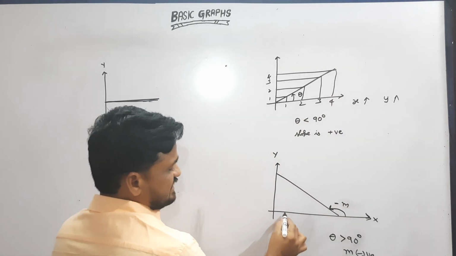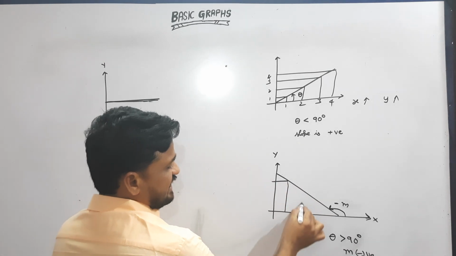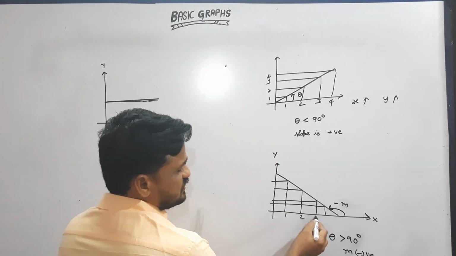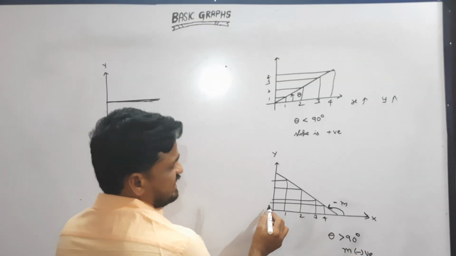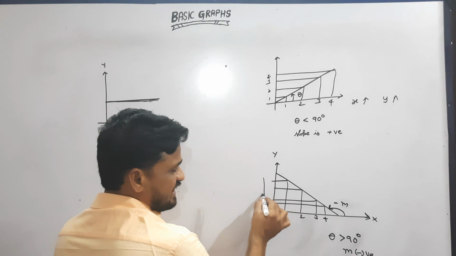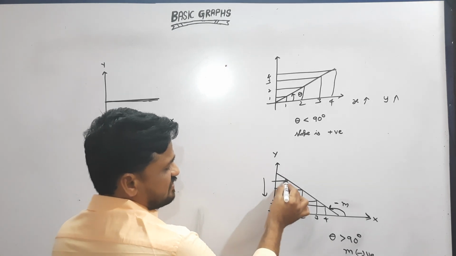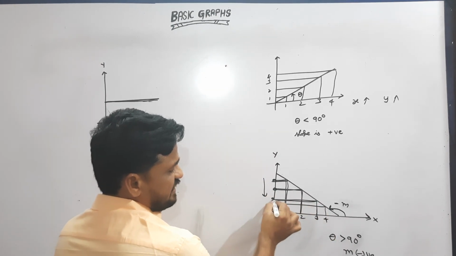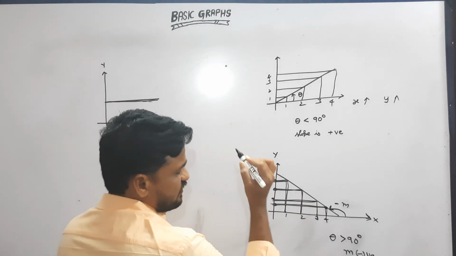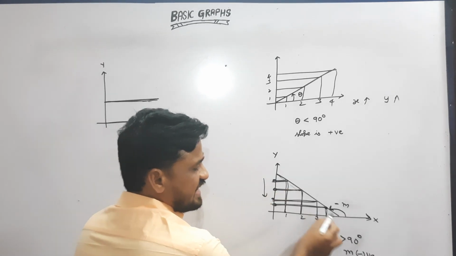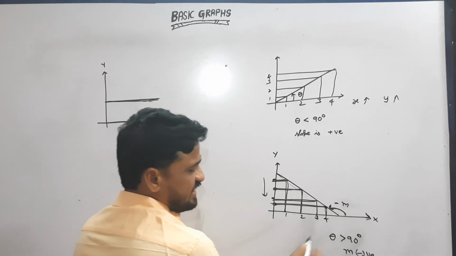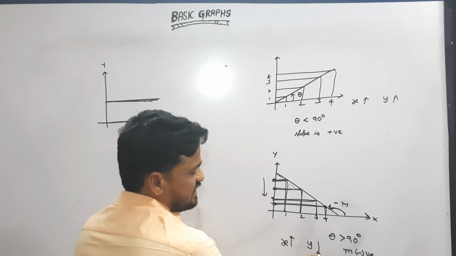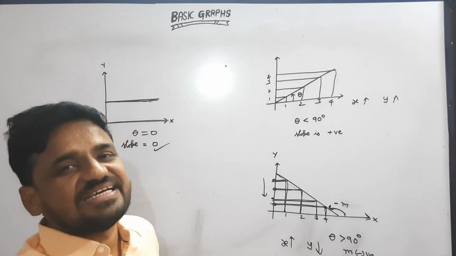Negative slope means if the x quantity increases, the y quantity decreases. As x increases through 1, 2, 3, 4, the y quantity decreases. If x equals 1, y has this value; for x equal to 2, y has this value; for x equal to 3, this value; for x equal to 4, this value. Negative slope means the slope of the line is negative, so as x increases, y decreases.